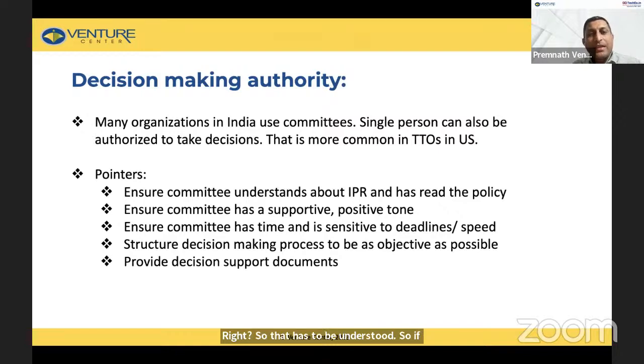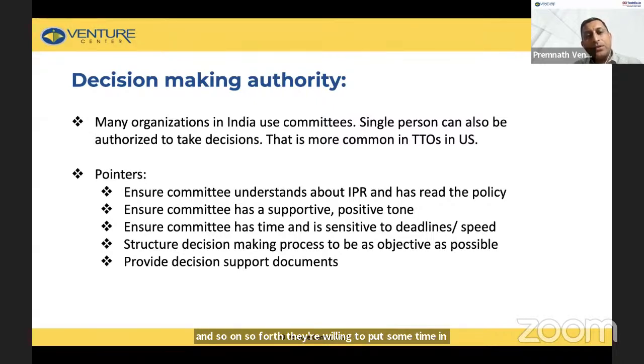And ensure also that the committee has a supportive and positive tone. Very often we find inventors who are turned off by the negativity of the committees, and then they don't come back to again submit invention disclosures. Ensure also that the committee has sensitivity to time, deadlines, and so on and so forth. They're willing to put some time in.